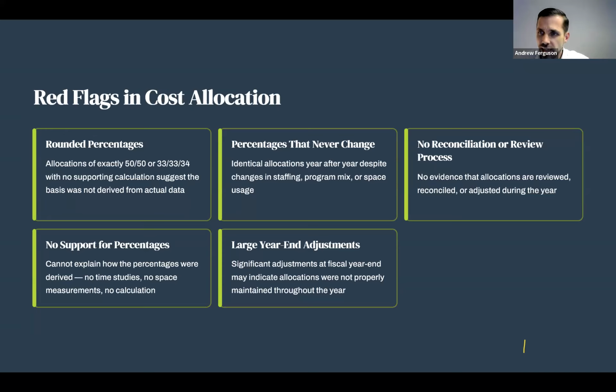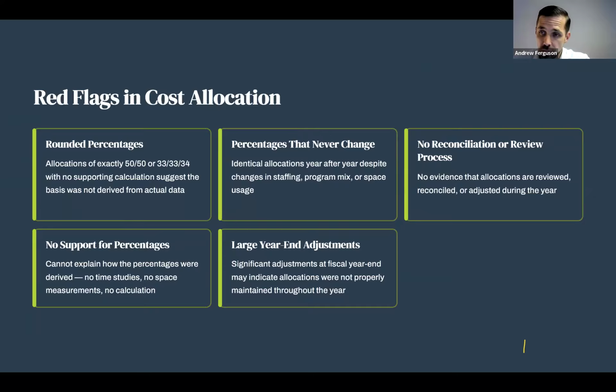Just a few red flags to look for when you are going in, you're monitoring cost allocation. Look for rounded percentages. Very rarely will you have one where it's just perfectly clean, 50-50 or 33-33, 34. Look for percentages to never change. Again, I know we talked about that earlier, but it must be documented that the board has reviewed it.